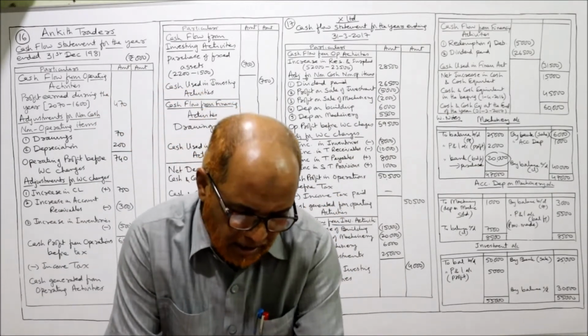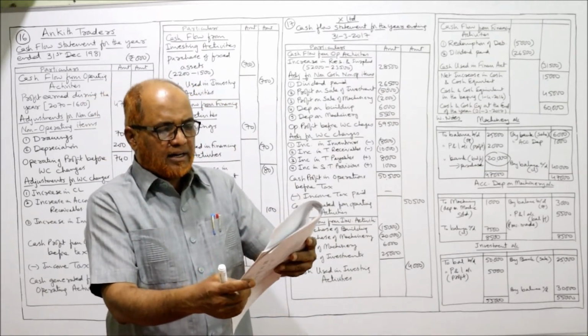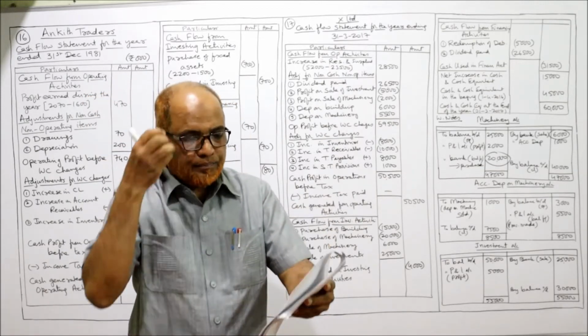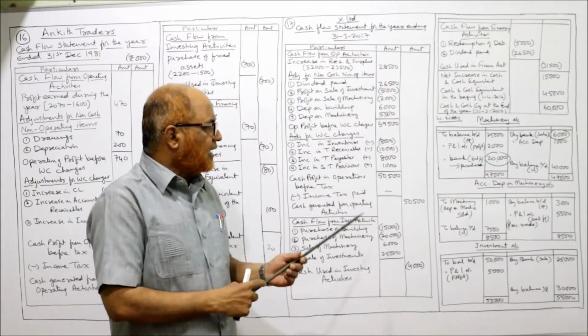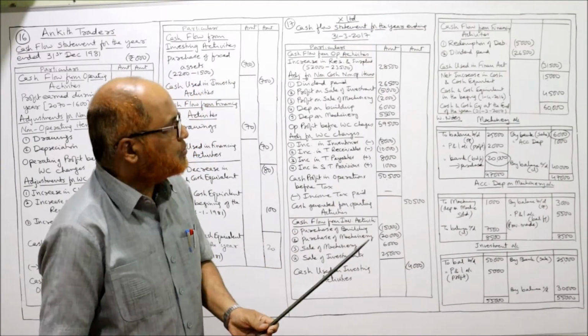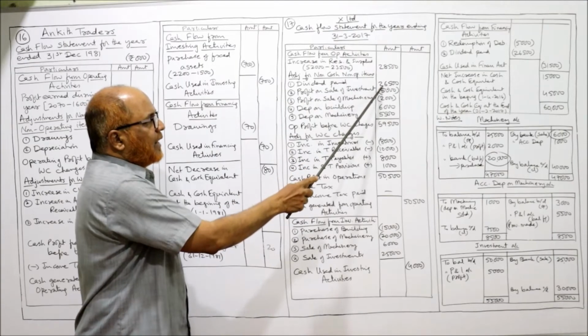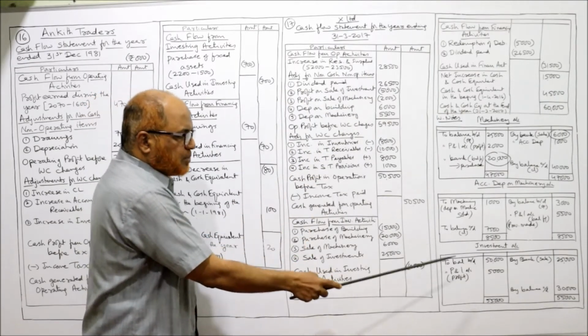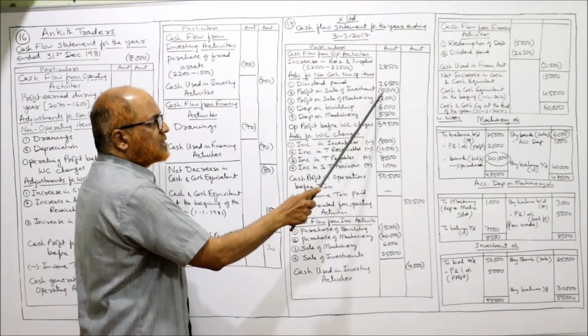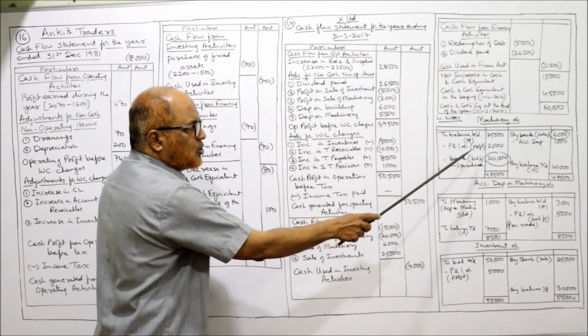Investment completed. Now after investment, we have current assets. Current assets we already know. Current assets will be dealt in non-working capital adjustment. So increase in reserves and surplus we have taken. Dividend paid. Profit on sale of investment from here 5,000 I have taken. Deduct. And profit on sale of machinery 2,000.